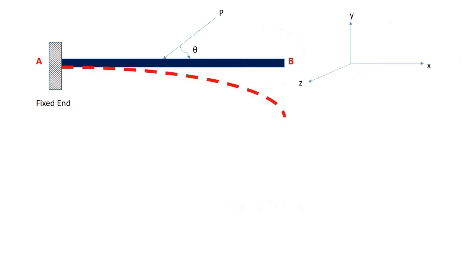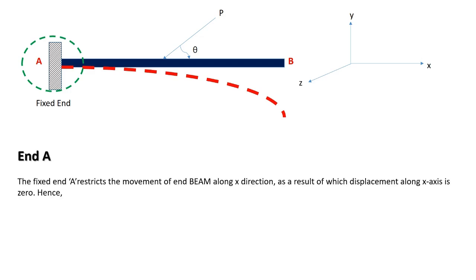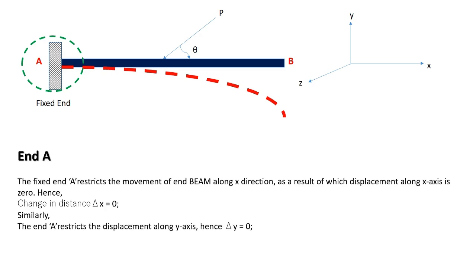You can see that end A is fixed. The fixed end A restricts the movement of end A. When you look into the X, Y, and Z directions, you can see that the fixed end restrains the movement of that particular point along the X direction, along the Y direction, and along the Z direction. As a result, the displacement along the X direction is 0. There is no movement happening, so delta X equals 0. The displacement along the Y direction is also 0 since there is no vertical movement, so delta Y equals 0.